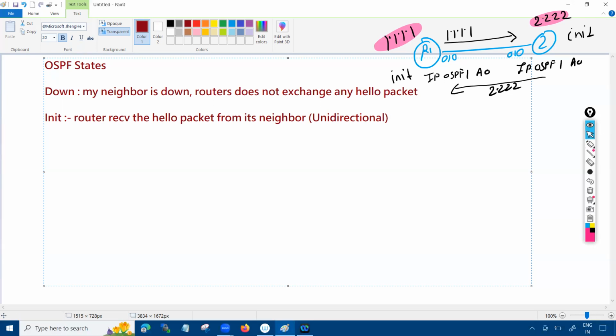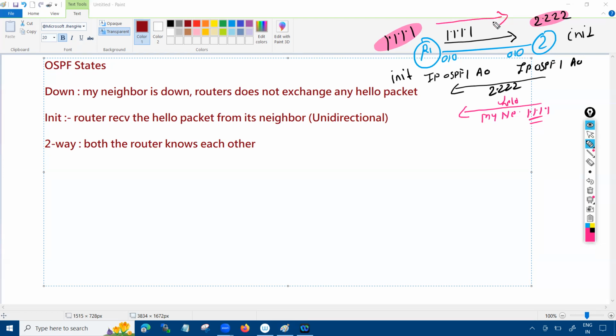It's called the two-way state. If you see, the name itself says it. In the two-way state, what happens? Both routers know each other. And how will they know each other? Now the next hello packet will be sent that way. So router two will send the next hello packet. In this hello packet, it will say, hey, my neighbor is one. Now, in the hello packet sent by router number two, it will mention the router ID of router number one. Same thing now, when router number one sends the hello packet to router number two, it will mention the router ID of router number two.